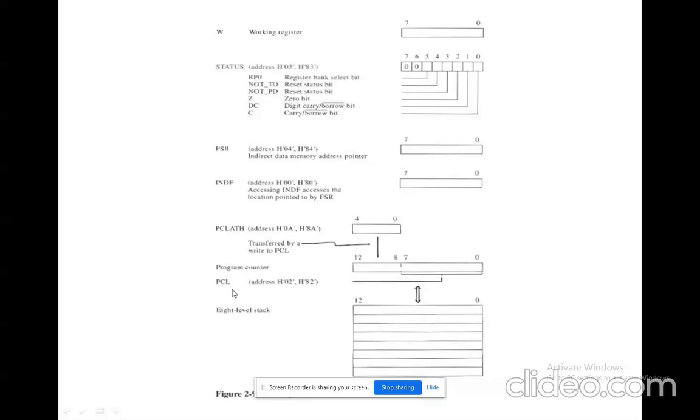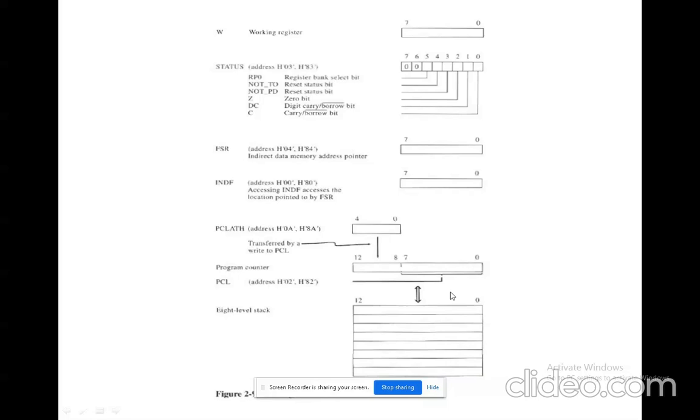And then program counter lower byte. This is the lower byte. L stands for lower byte. PCL stands for program counter lower byte. Okay, so program counter is a 13-bit storage device which will be pointing out the address, the current memory location.